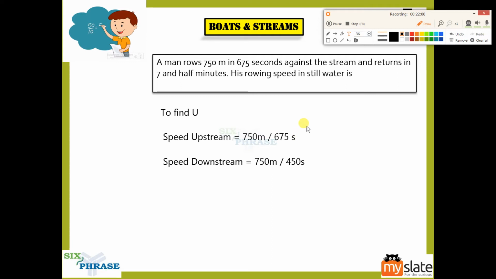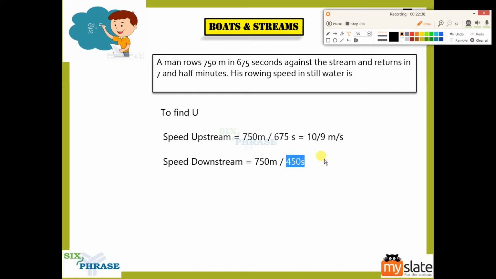So it is 750 by 675 meters per second. Correct. So that is the upstream. You can see both of them are multiples of 75, right? So you can reduce this. If you are able to do it, you should be able to reduce this to 10 by 9 meters per second, because both of them are divisible by 75. So that is why it is done. This is 10 by 9 meters per second.